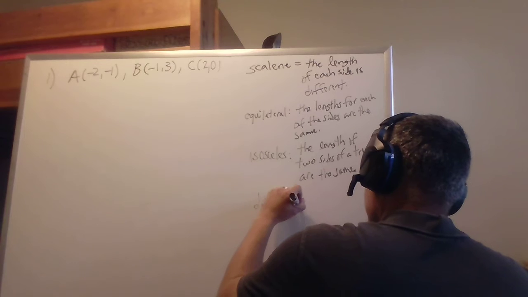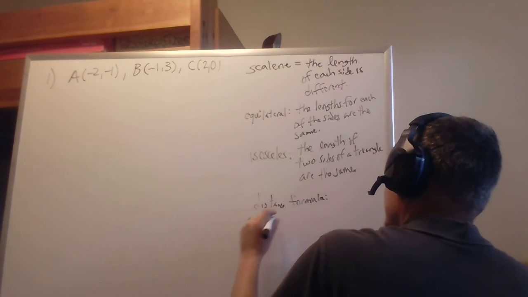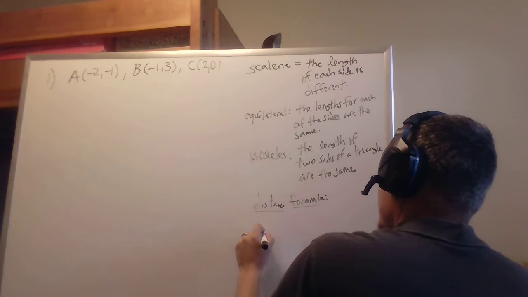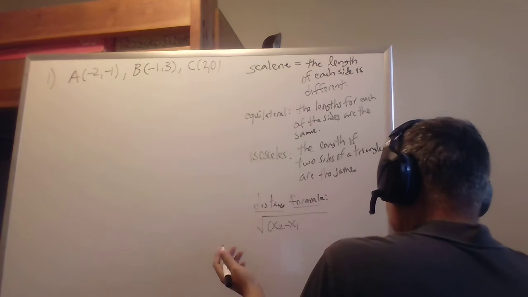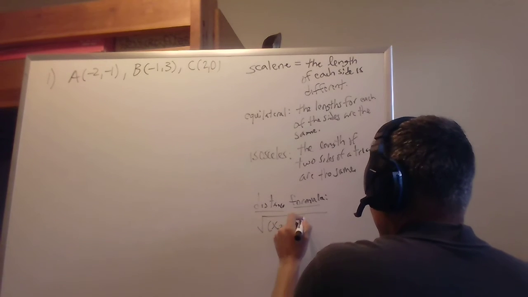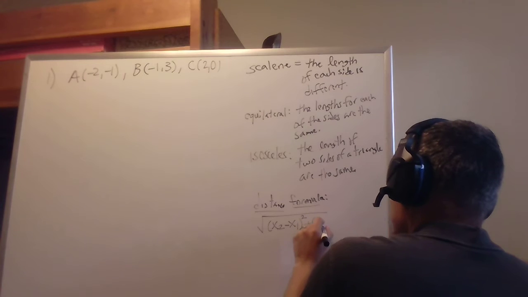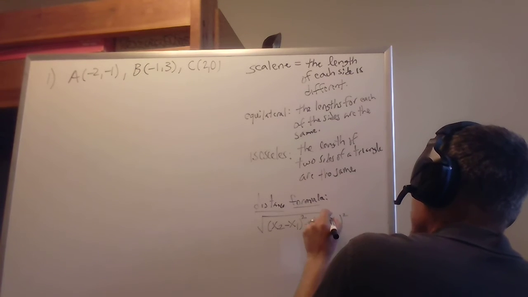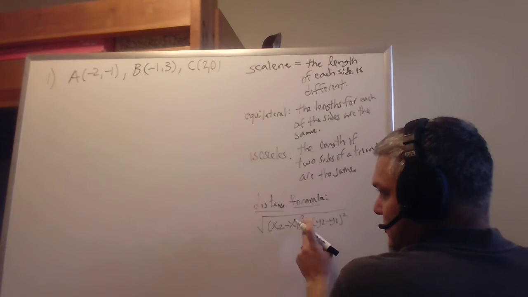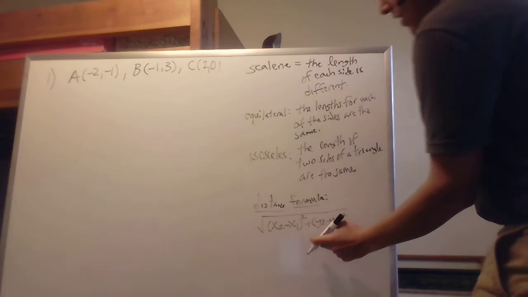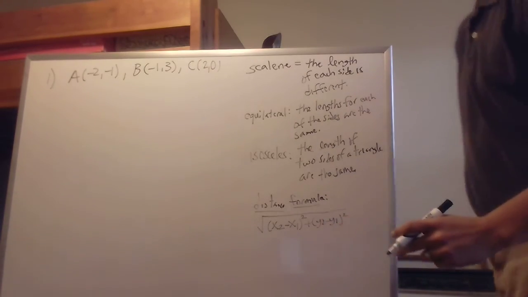And if you recall, the distance formula is going to be the square root of x2 minus x1 squared, plus y2 minus y1 squared. So again, the distance formula is one of the x coordinates, subtracting the other, squared, plus the y coordinate subtracting the other y coordinate, squared.